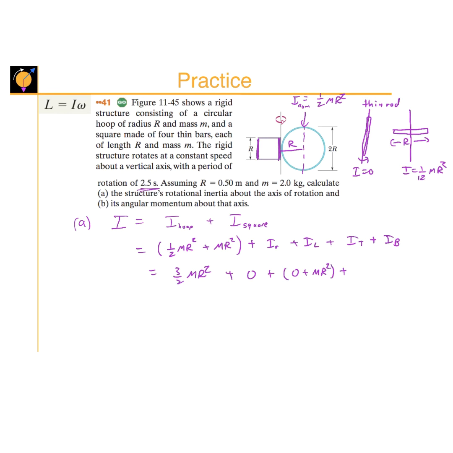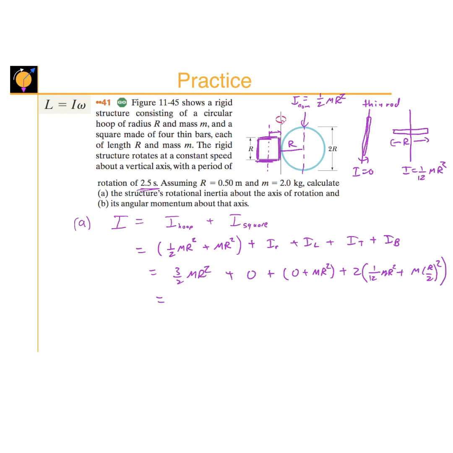Now, plus the moment of inertia for the top and the bottom, these 2 horizontal ones are going to be the same. So let's figure it out for one of them and multiply it times 2. So it's the moment of inertia through the center of mass, 1/12 mr squared, plus how far did it move from its center of mass? Here's the center of mass. It moved a distance r over 2. So it's m times r over 2 squared.